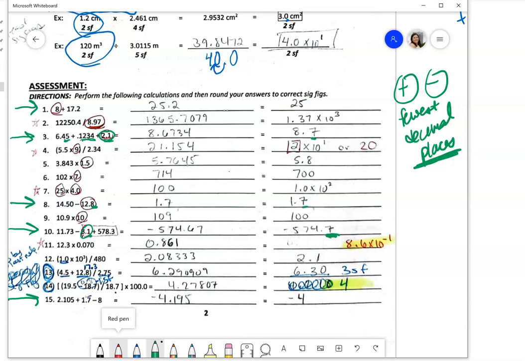On number 15, 2.105 plus 1.7 minus 8. Again, which of those numbers has the least decimal places? That's the 8. It has none. There is no decimal place. So when I got my negative number, which is okay, it is a possibility to have negative numbers, I just round this off to make sure that I don't have any decimal places. So it remains -4.